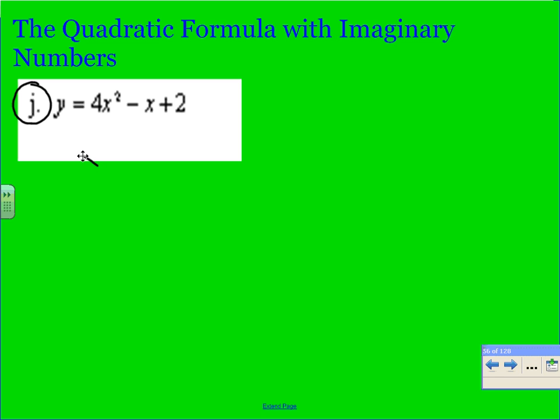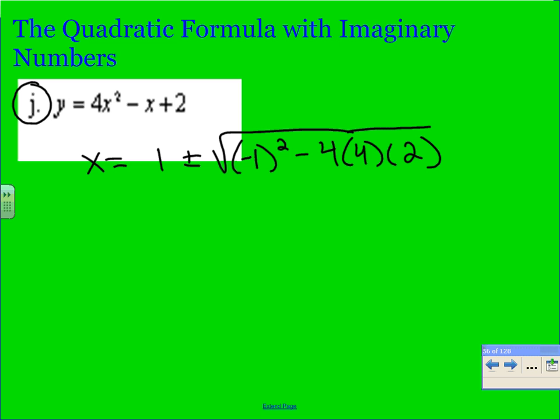Okay, ready? X equals opposite of b. So that means it's 1 because b is -1. Luke, where are you going? Okay. Plus or minus square root b squared. So -1 squared minus 4 times a times c all over 2a.